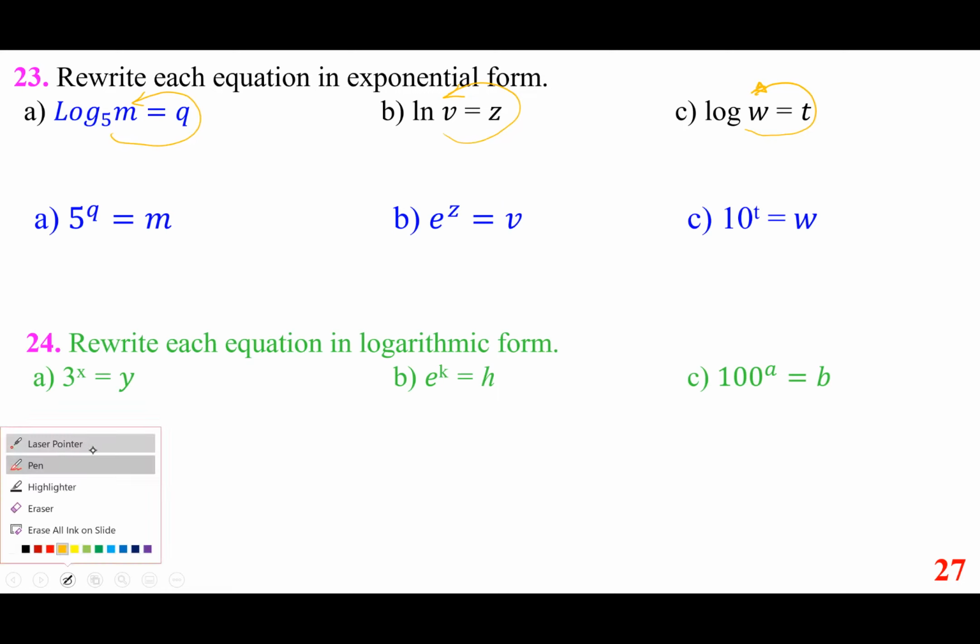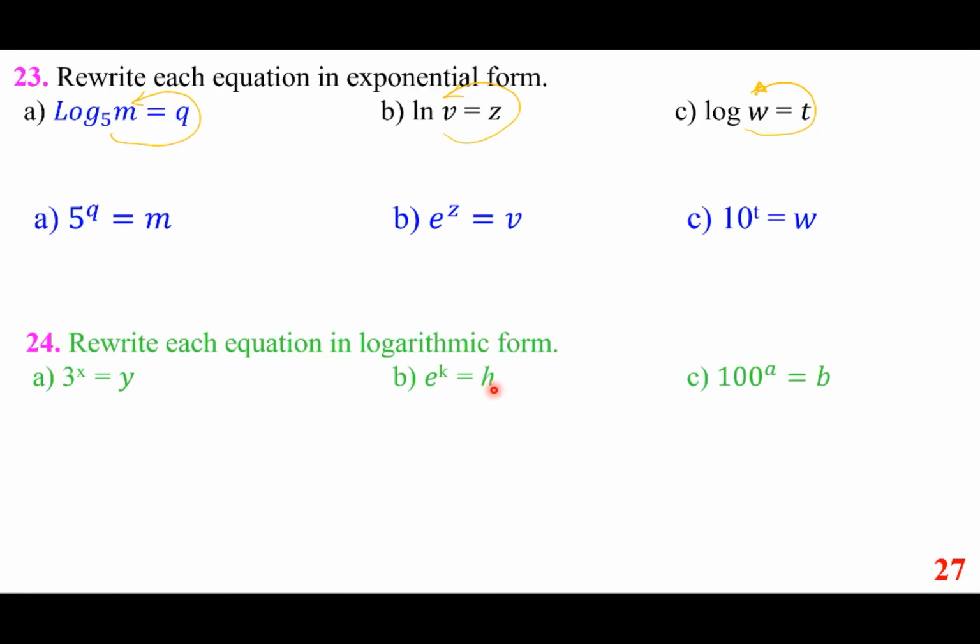Now, we want to go back. Log base 3 of y is x. Log base e, so we write ln h because the base is e, ln h is k. Now, log of b base 100 is a. So going from one format to the next.